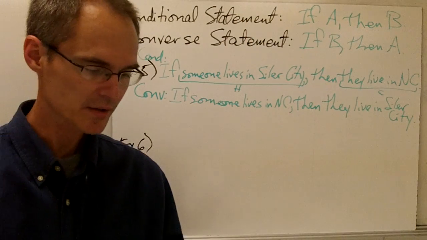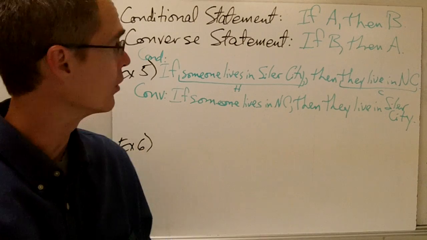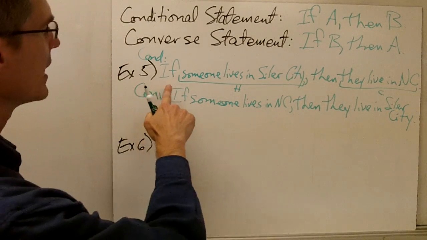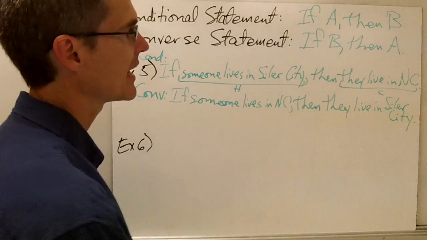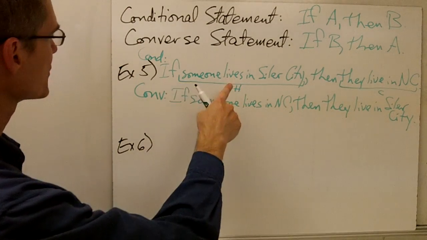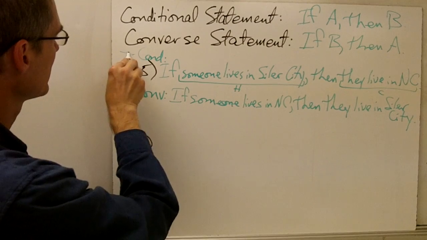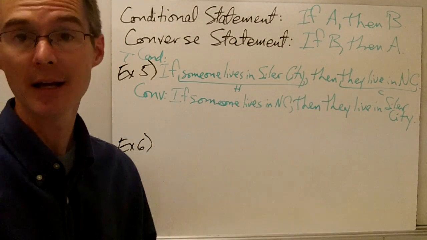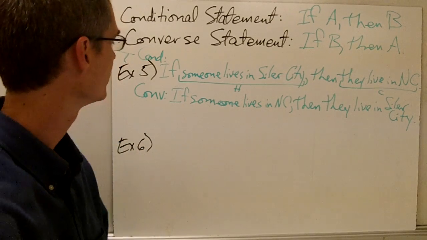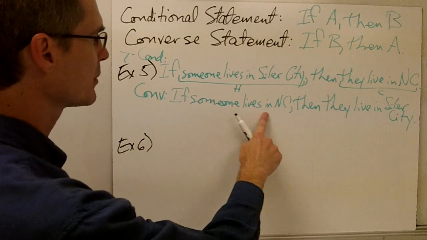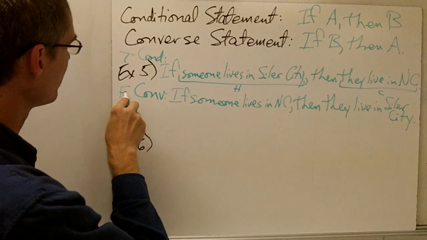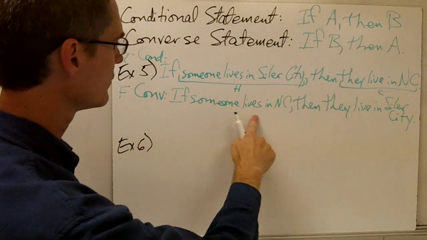Let's try example 6. Given statement. Oh, we forgot to mark these as true or false. Identify each statement as true or false. Okay. If someone lives in Siler City, then they live in North Carolina. Well, I know this is a true statement because Siler City is a city in North Carolina. So if you live in Siler City, you automatically live in North Carolina. This statement, however, if someone lives in North Carolina, then they live in Siler City, this I know is a false statement because I can give you an example.